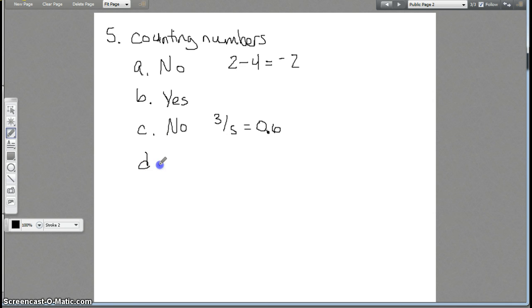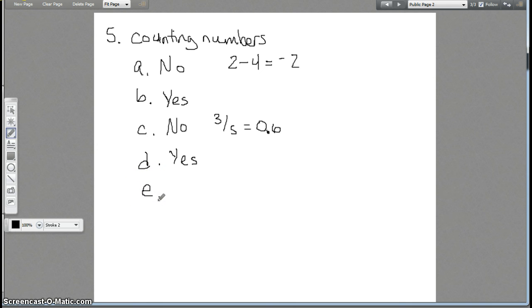Part D is asking about cubing. So if you cube a counting number, will you still get a counting number? Well, that's going to be true. If you take any counting number and multiply it by itself, you will get another counting number. And if you multiply it by itself again, you will get another counting number. So that's always going to be true.